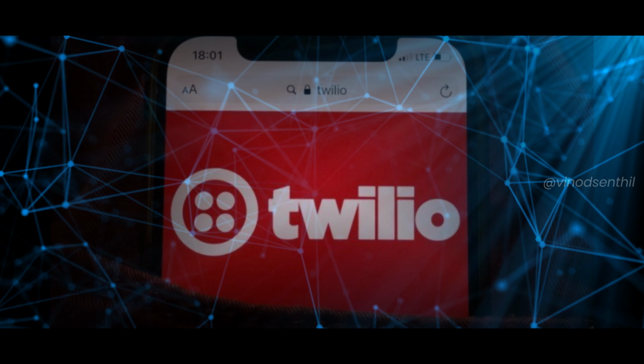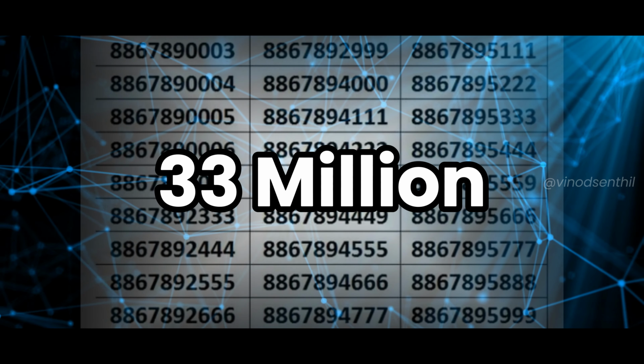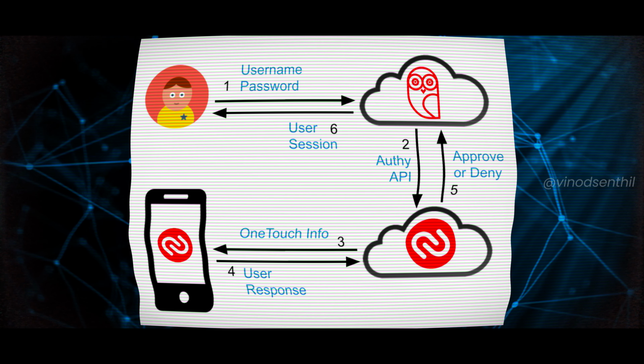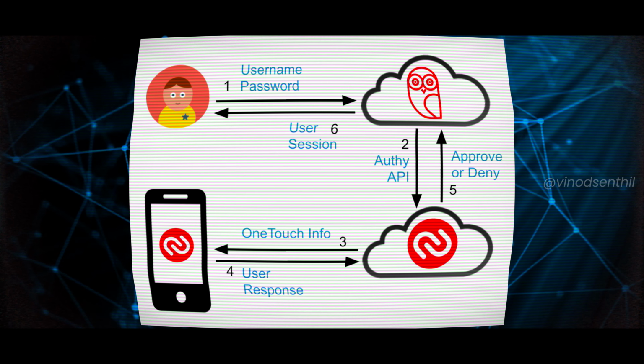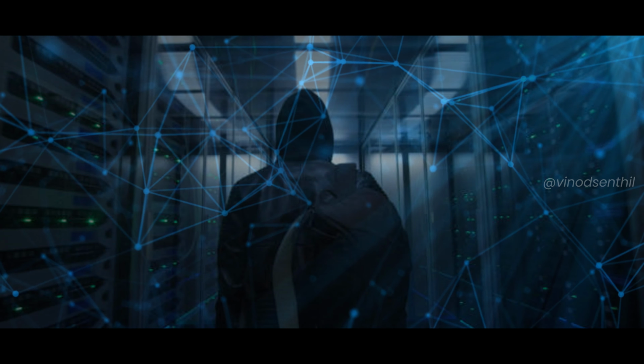Recently, Twilio confirmed a data breach that exposed phone numbers of 33 million users of its Authy two-factor authentication app. This breach was traced back to an unsecured API endpoint that allowed attackers to access the user data without any authentication. If you ask me, this can be mapped to OWASP's top 10 in two categories.